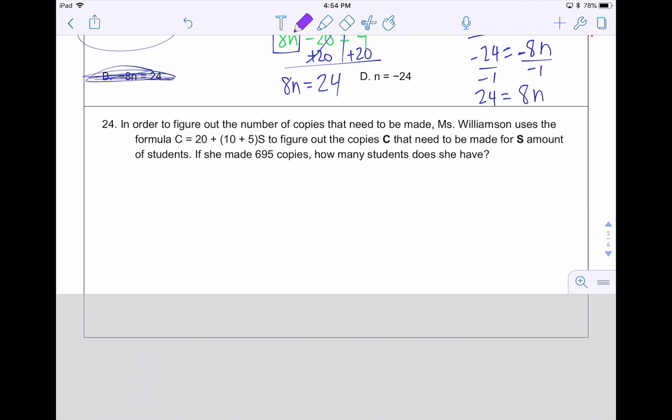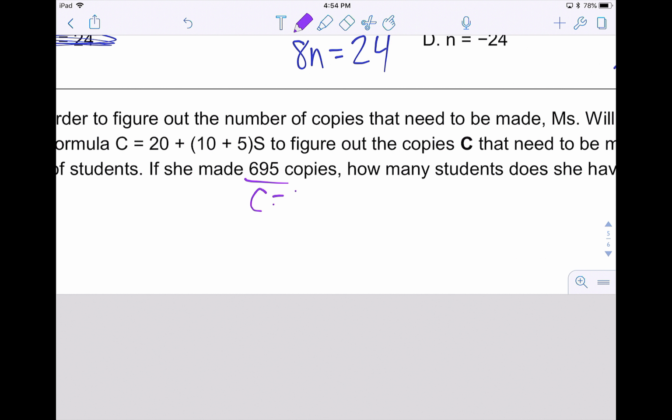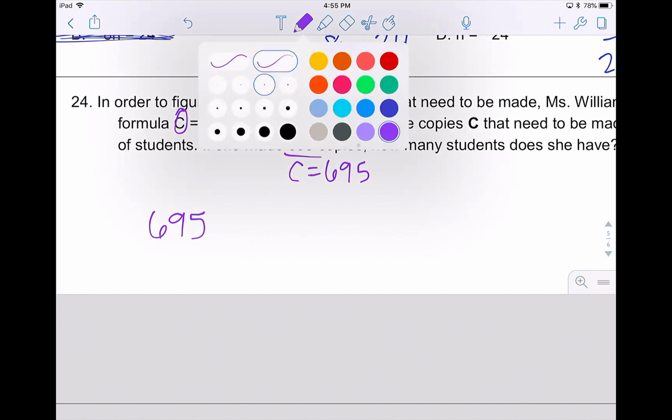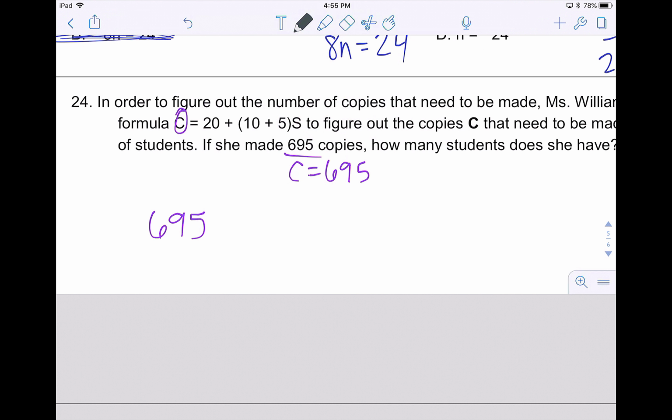Problem 24, in order to figure out the number of copies that need to be made, Ms. Williamson uses the formula C equals 20 plus parentheses 10 plus 5, S, to figure out how many copies C that need to be made for S amount of students. If she made 695 copies, how many students does she have? So we have a C value of 695 here. So I'm going to take my original formula and replace C with 695 because we know information about that piece.